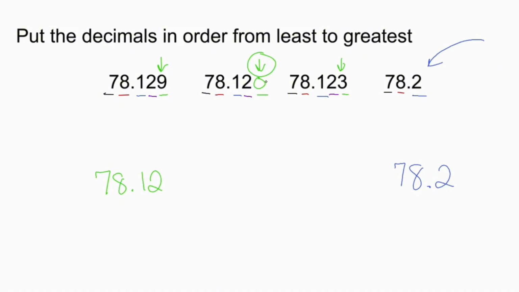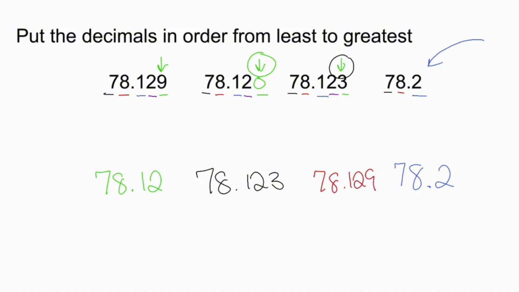So now that we have that out of the way, the next number up is going to be me comparing 9 and 3. 3 is the smaller of those two, so that's 78 and 123 thousandths. And the number that's left over is this one right here, 78 and 129 thousandths.